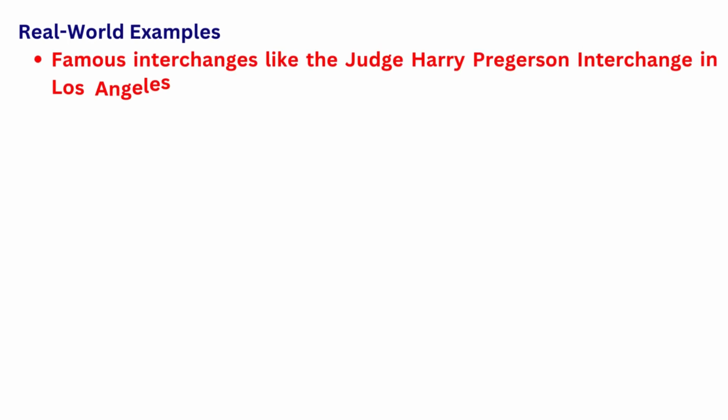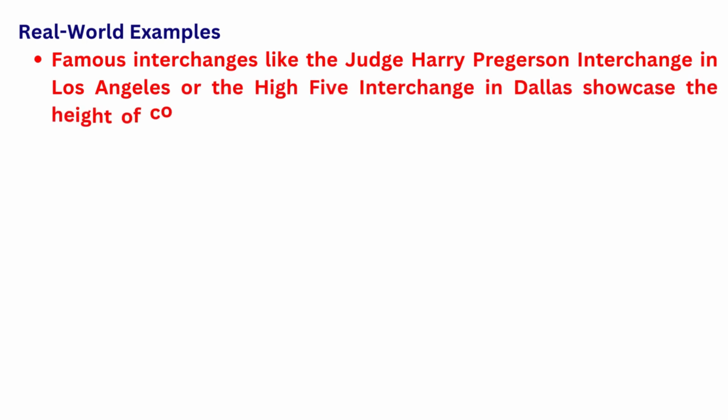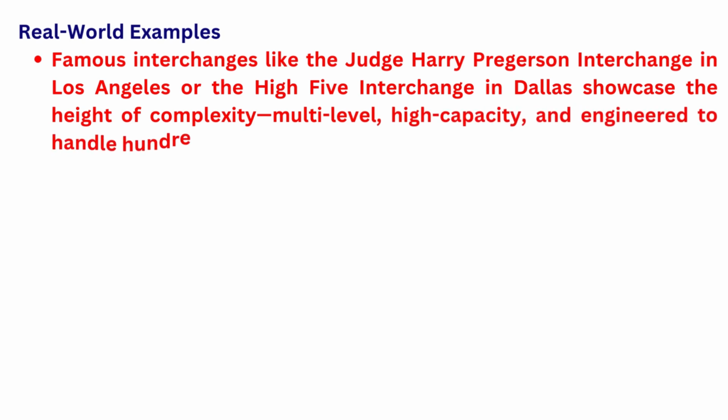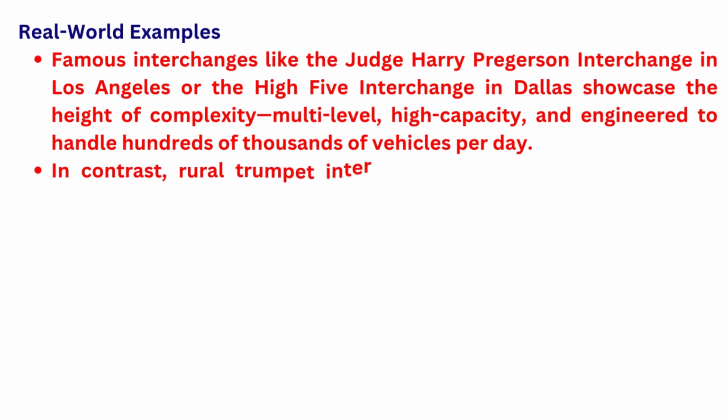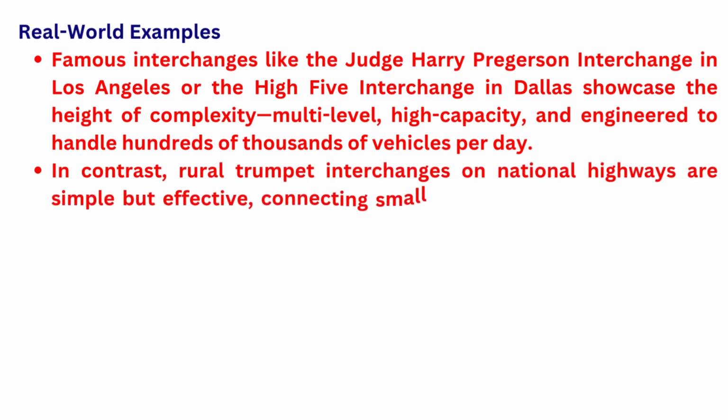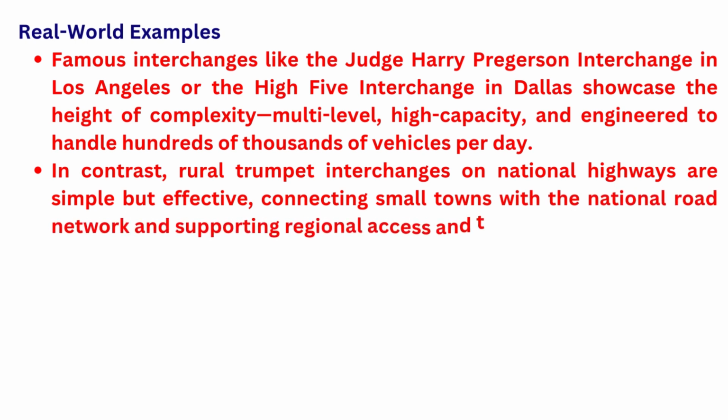Real-world examples. Famous interchanges like the Judge Harry Pregerson interchange in Los Angeles or the High Five interchange in Dallas showcase the height of complexity, multi-level, high capacity, and engineered to handle hundreds of thousands of vehicles per day. In contrast, rural trumpet interchanges on national highways are simple but effective, connecting small towns with the national road network and supporting regional access and trade.